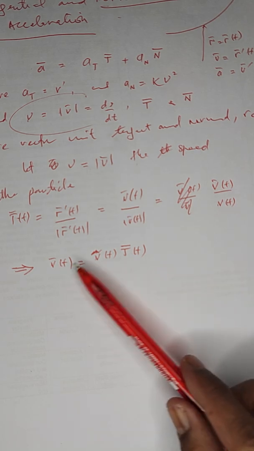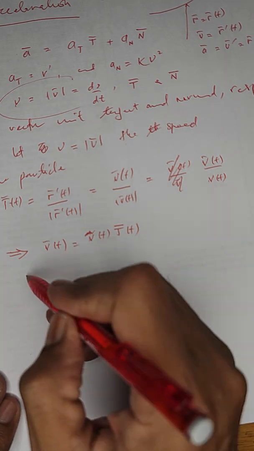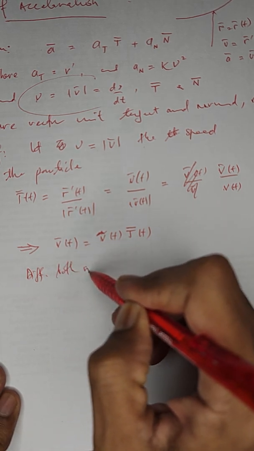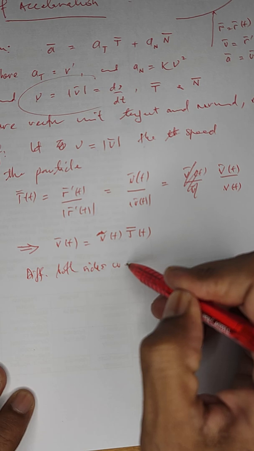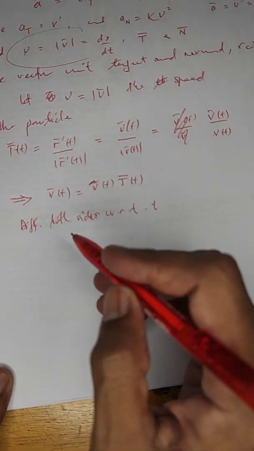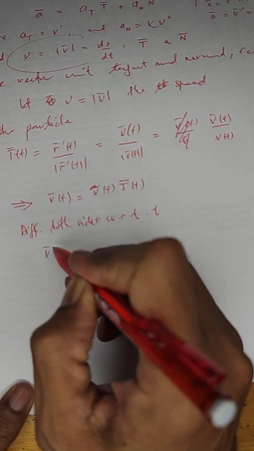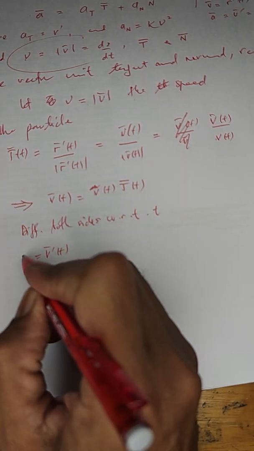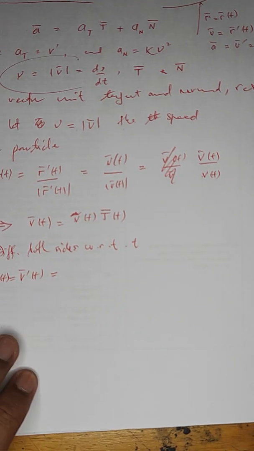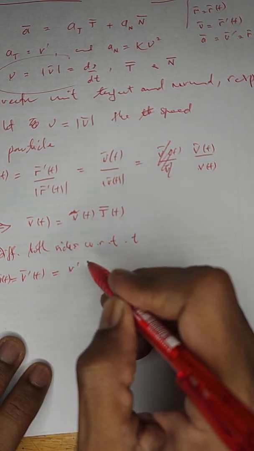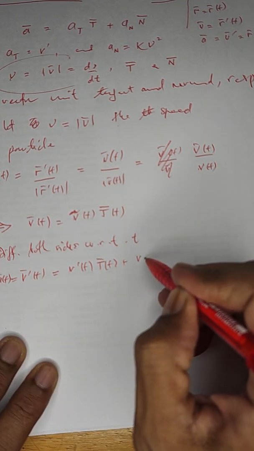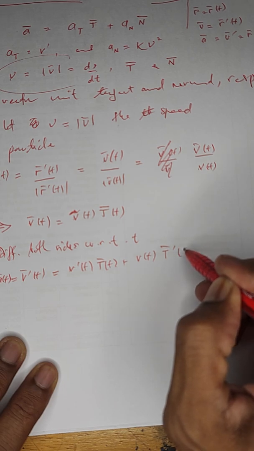Okay, if we differentiate both sides with respect to t, the left side gives us v prime, which is our acceleration a. And the right hand side is v prime(t) T(t) plus v(t) T prime(t).